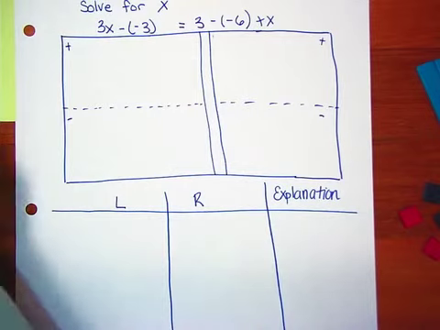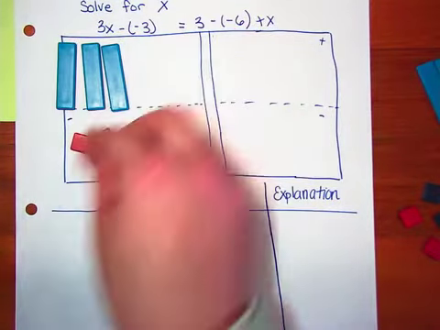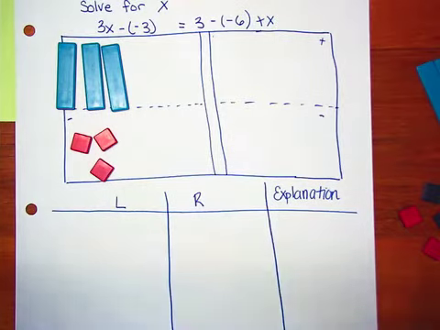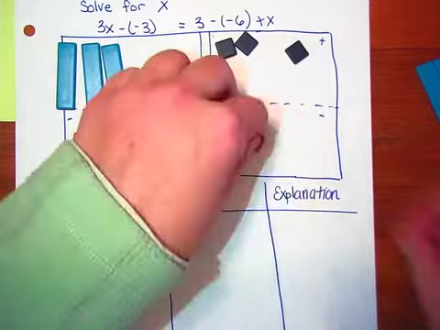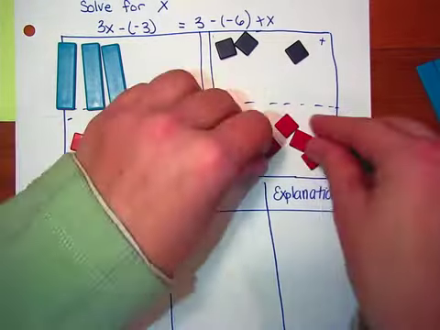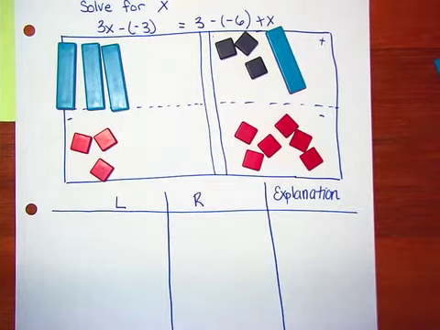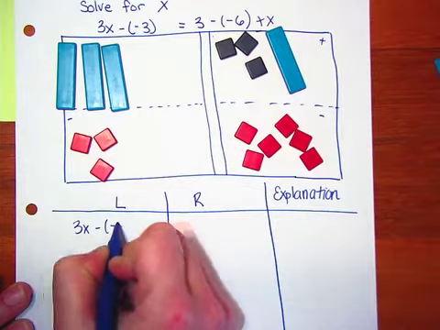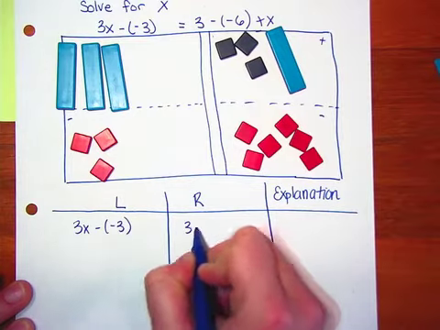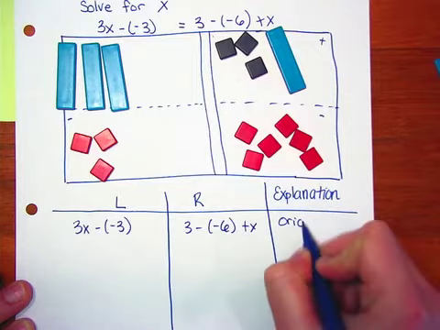So first, 3x on the board minus a negative 3. And then on the right-hand side, we have 3 minus a negative 6 plus an x. Okay, so we're going to first record what the starting problem is. 3x minus negative 3, 3 minus negative 6 plus x. And we'll write it as the original problem.